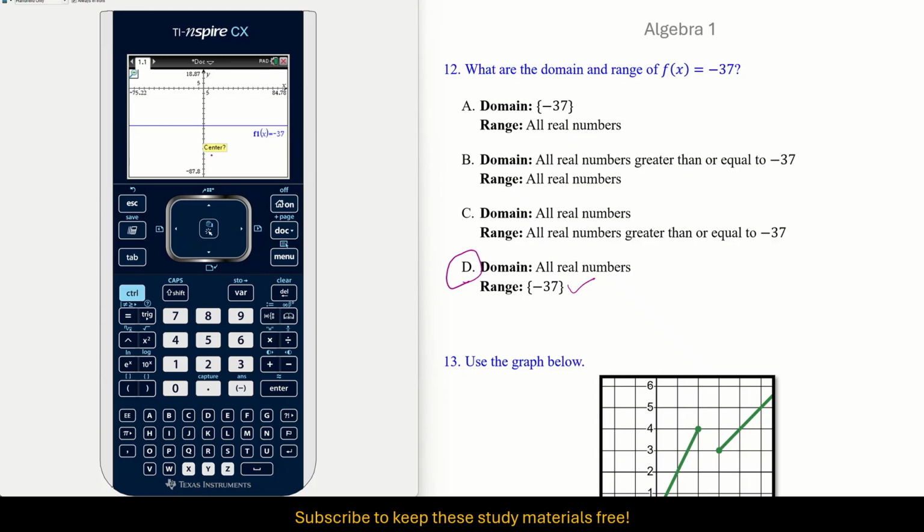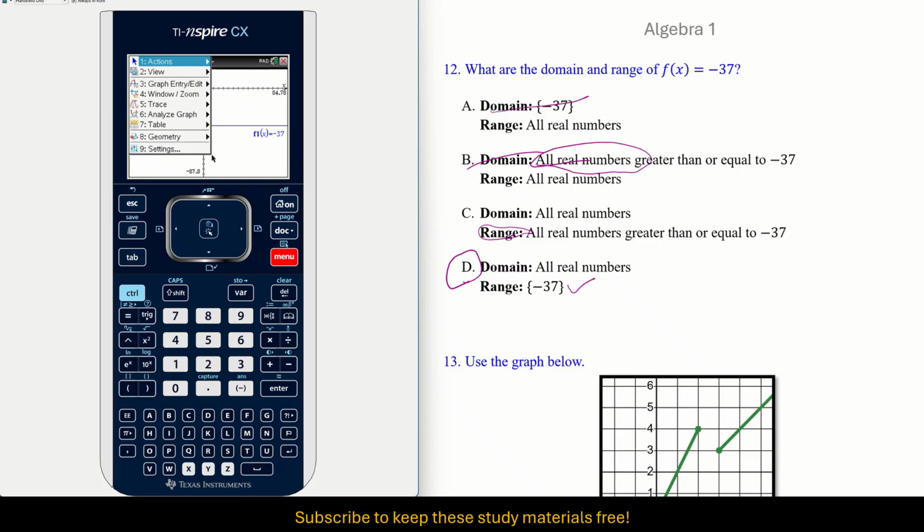Now, B has a condition on your all real numbers. That's not valid. And then the domain on A has a singleton of negative 37. That's not correct for domain. Now, the domain on C, I like it, but I don't like the range because the range should be a singleton. Well, let's prove that with a table.